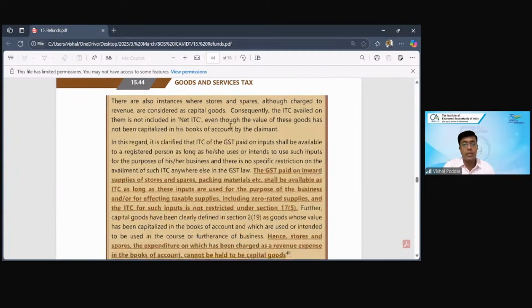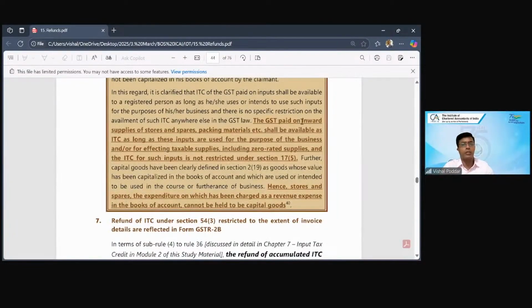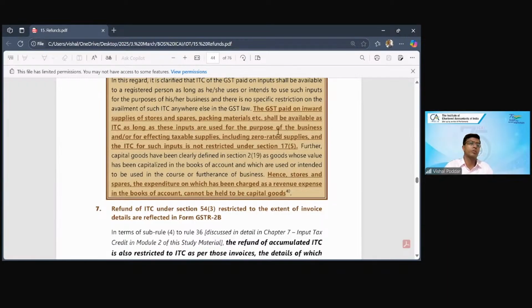Now, what has been clarified? It has been clarified that ITC of GST paid on inputs shall be available to the registered person so long as the person uses or intends to use the input for the purpose of their business. There is no specific restriction on availment of such ITC anywhere in the law, and hence the GST paid on inward supplies of stores or spare parts, packing material, etc., shall be available as ITC if you are using these for the purposes of your business, and hence will also be eligible for refund.